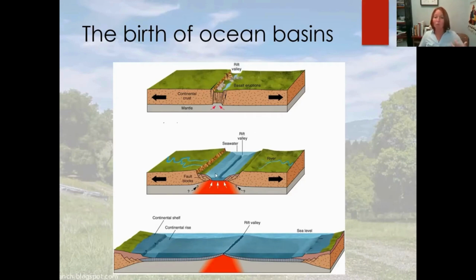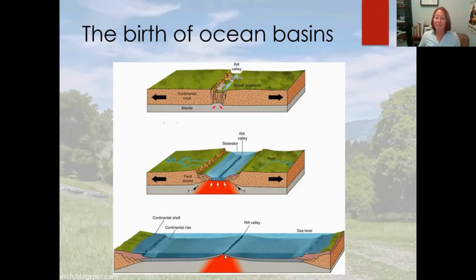So seawater will rush in and we end up with this so-called linear seaway. A couple examples of that phase of divergence would be the Red Sea between the Arabian Peninsula and Africa. Also the Gulf of California between Baja and mainland Mexico. These long, thin, really narrow ocean basins are at this phase of divergence. And of course, as the continents get farther and farther away, that ocean basin simply widens over time.